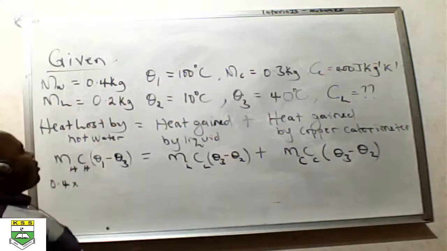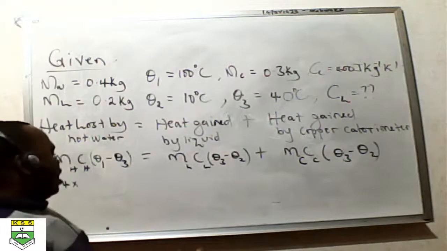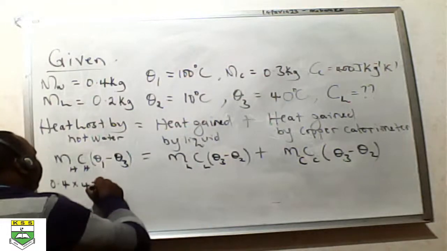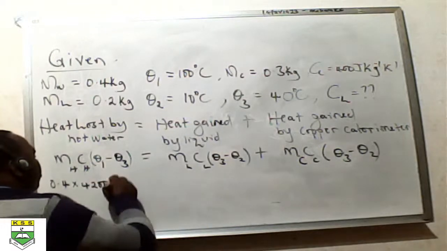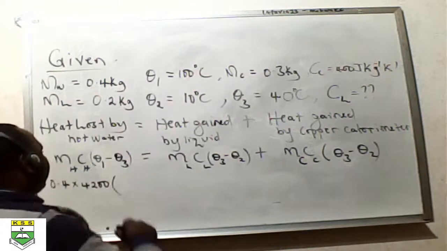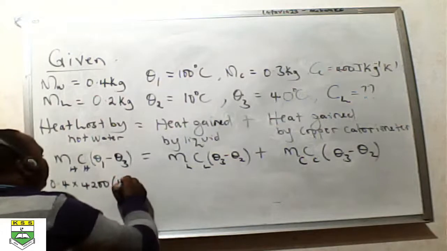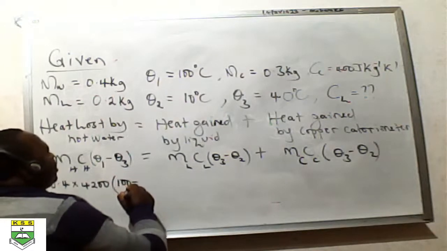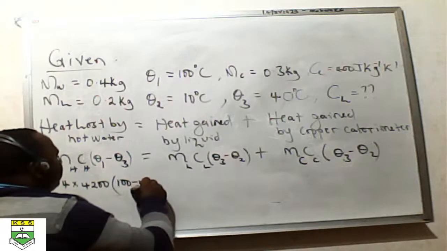The specific heat capacity of hot water is the same as for water, and this one you already know it is 4,200, whether it's given or not given. If it's not given, you look on top of the question, where it will be. Now, according to the question, our theta 1 was 100 minus theta 3, which is 40.